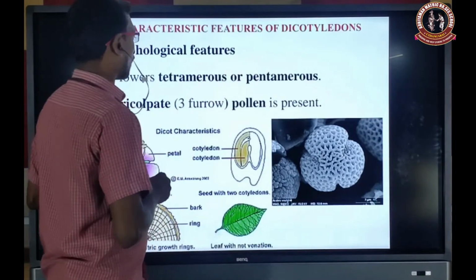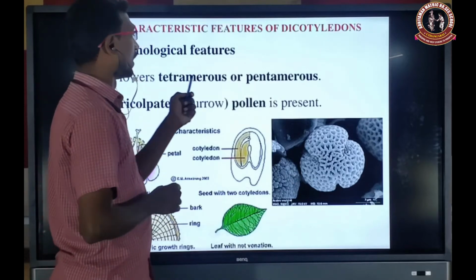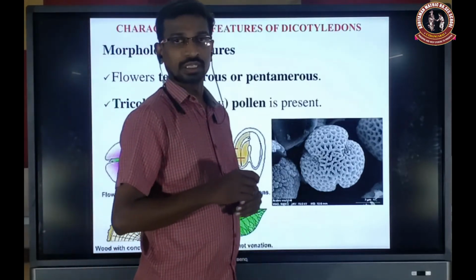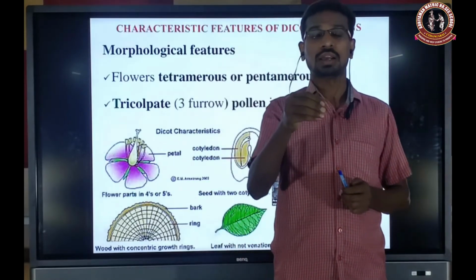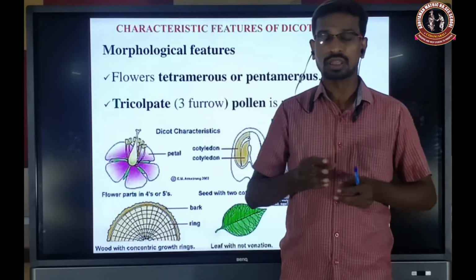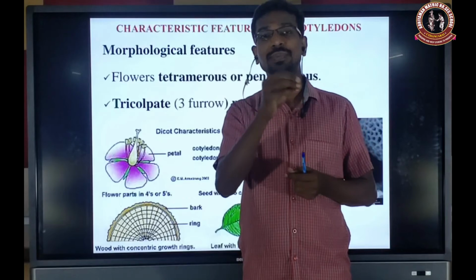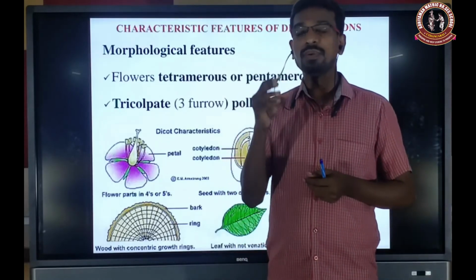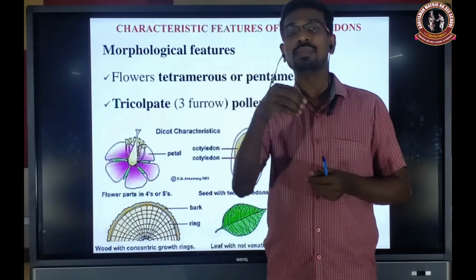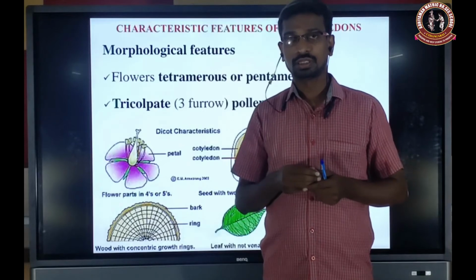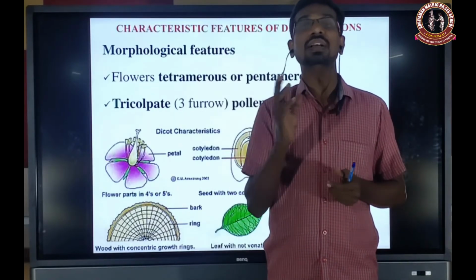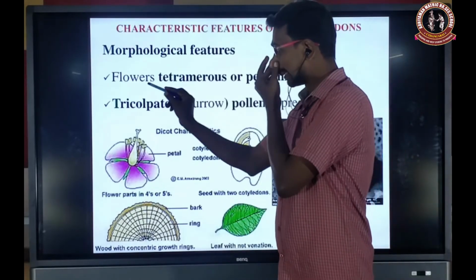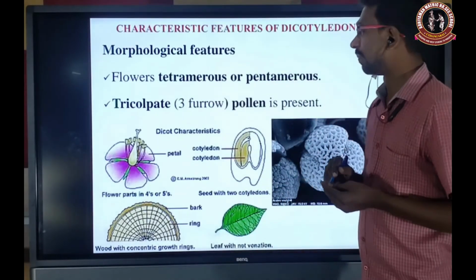Another morphological feature is that the flowers are tetramerous or pentamerous. The numbers of the flower parts, calyx, corolla, androecium and gynoecium, will be 4 or a multiple of 4. Likewise, pentamerous means 5 or a multiple of 5.